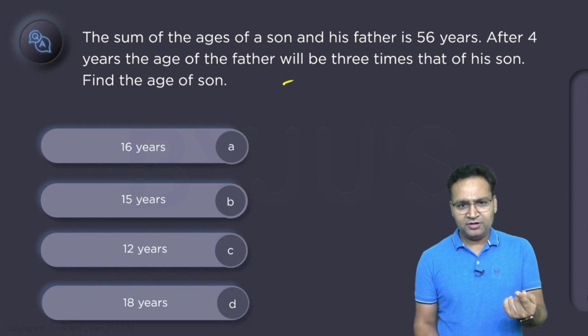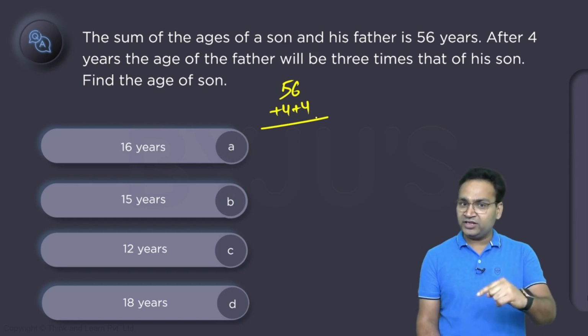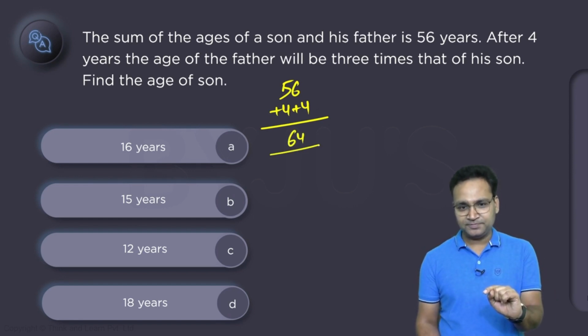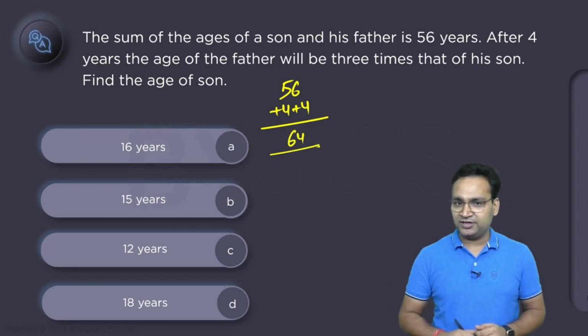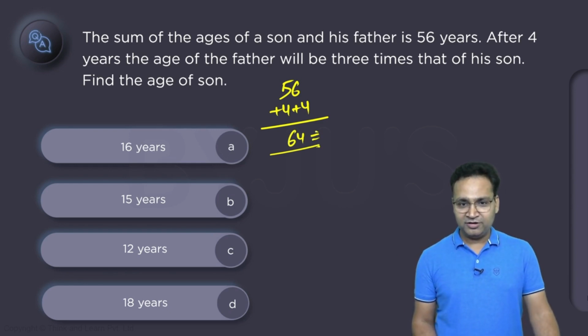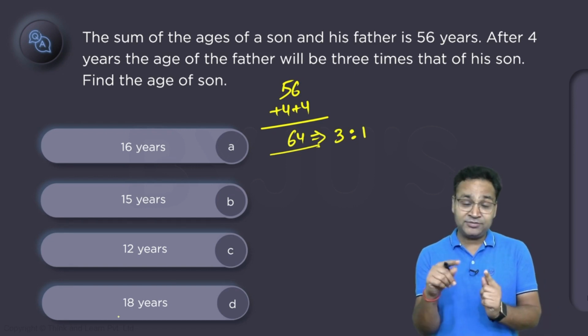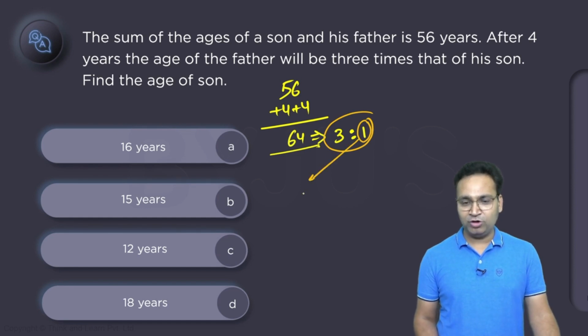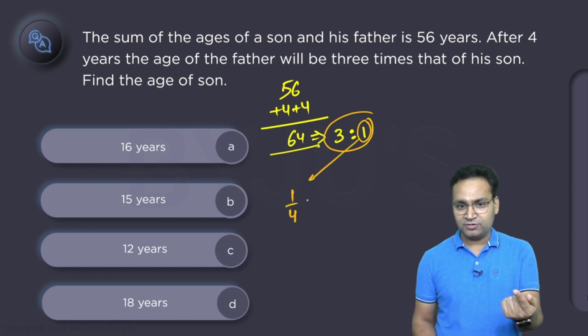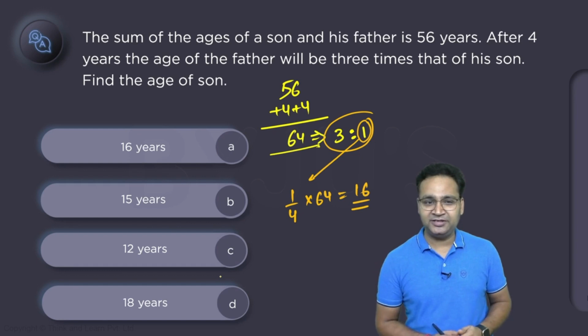After 4 years, the sum will be 56 plus 4 plus 4, because two people, each of them will increase by 4. That is 64. After 4 years, the age of the father will be 3 times the son. That means after 4 years, this 64 will be divided in the ratio of 3:1. What is the age of the son? You remember the ratio concept? This 1 out of 4 is the age of the son. So 1 by 4 of 64. What is it? 16. Tell me, is the answer 16?